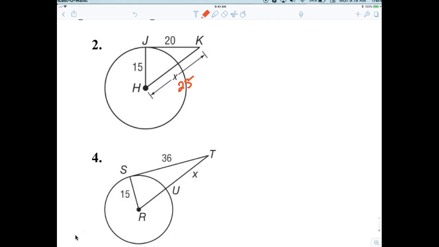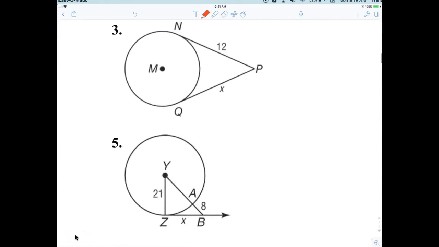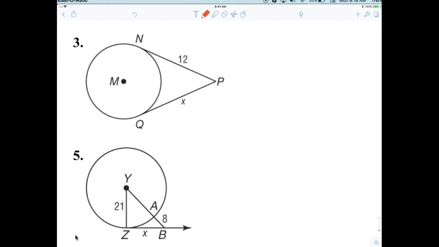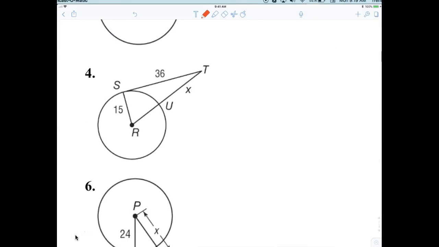That wasn't that hard. Let's look at number 3. That's easy, 12. Number 4, do we know the triple there? 5, 12, 13, so it would be 39. Everybody good with that? It's very easy if you know your triples. 39.